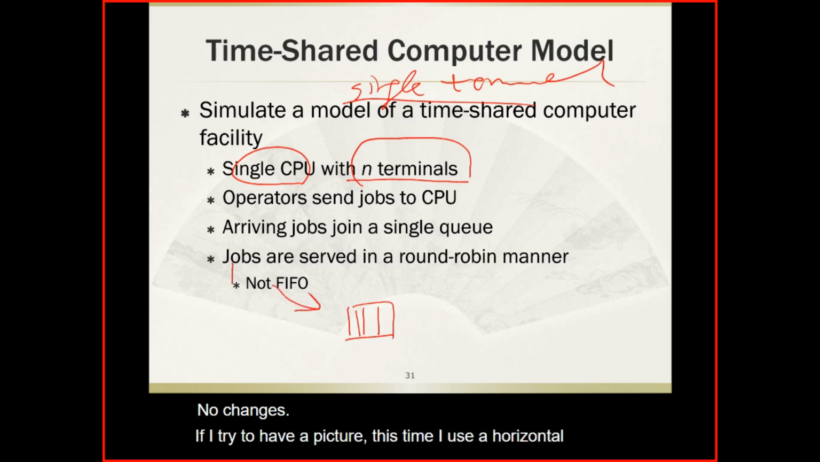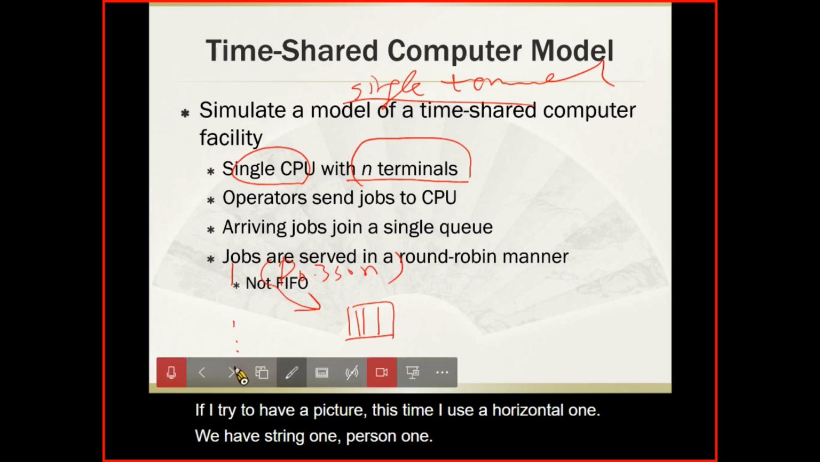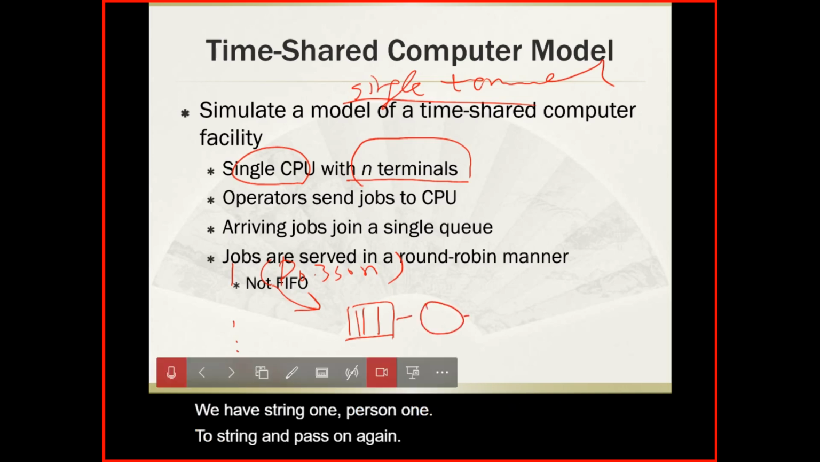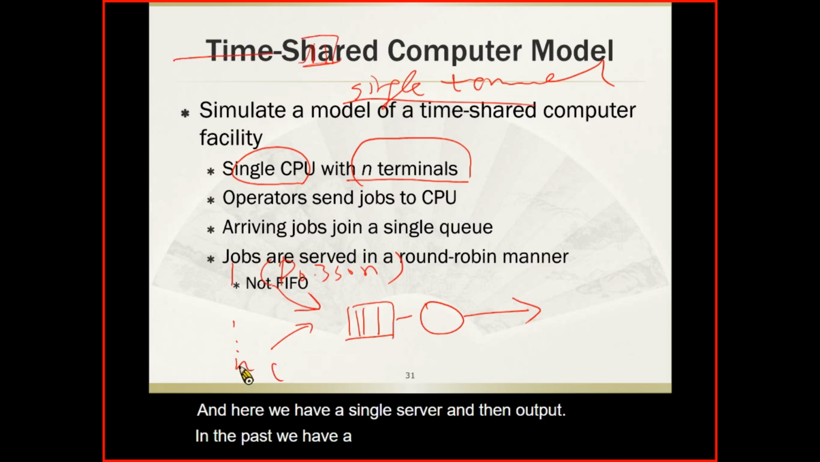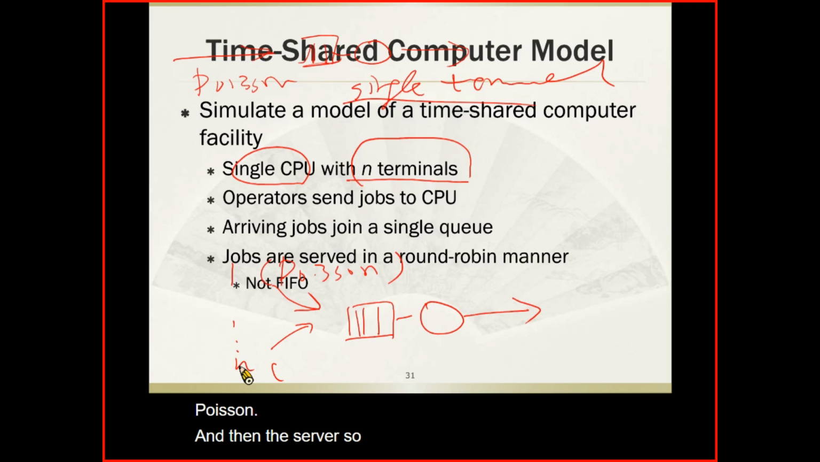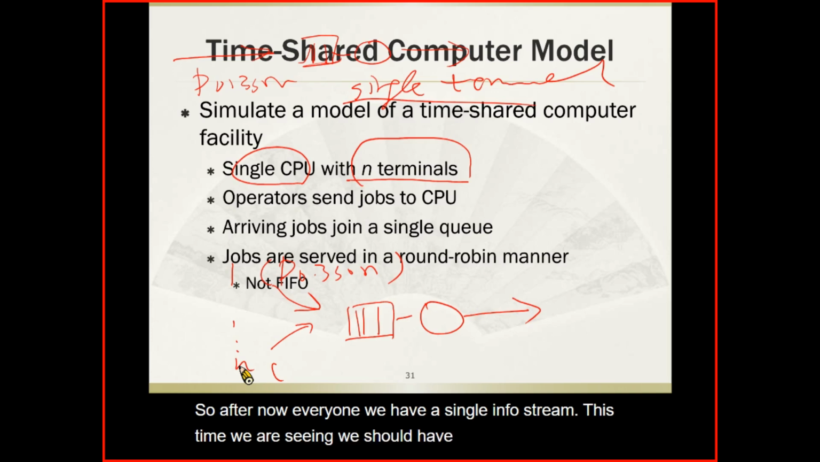Well, if I try to draw a picture, this time I use a horizontal one. We have stream 1, person 1, to stream and person n again. And here we have a single server and then output. Well, in the past, we had a single stream, so we had a person and then the server. So that's it. So up to now, in ML1, we had a single input stream. This time, we assume we should have multiple streams.